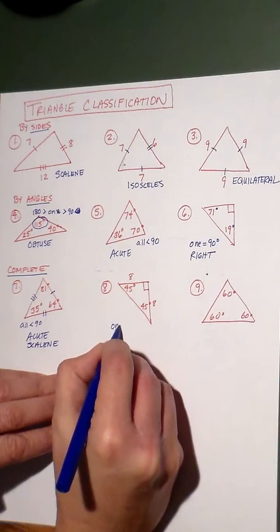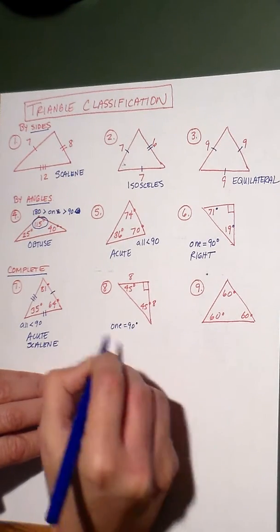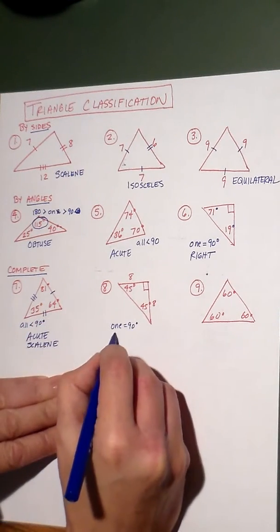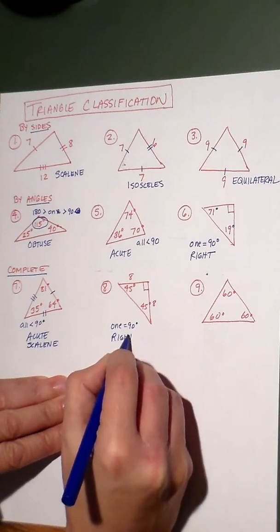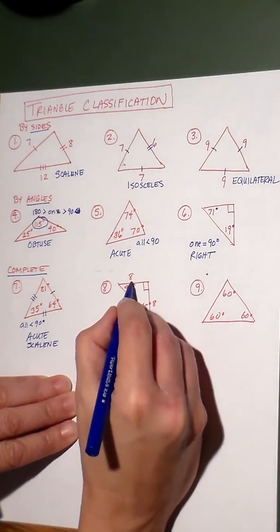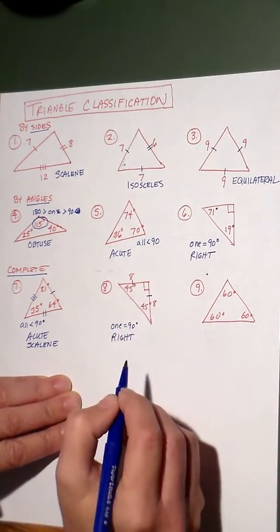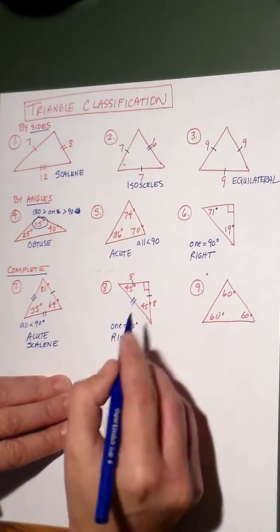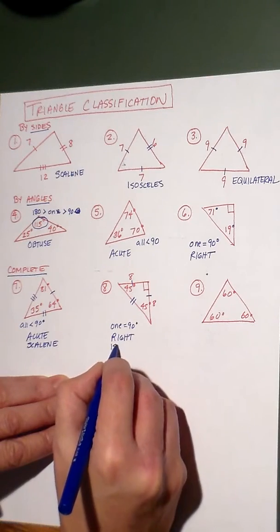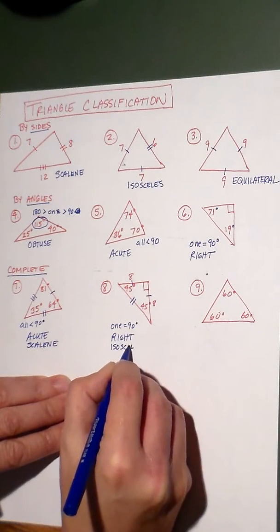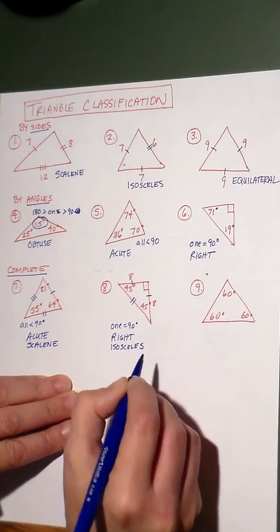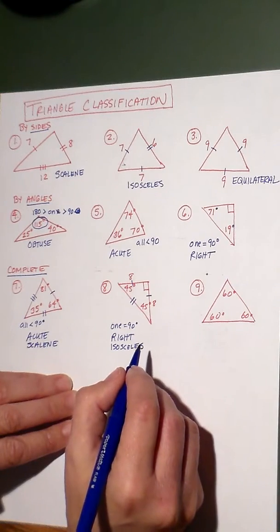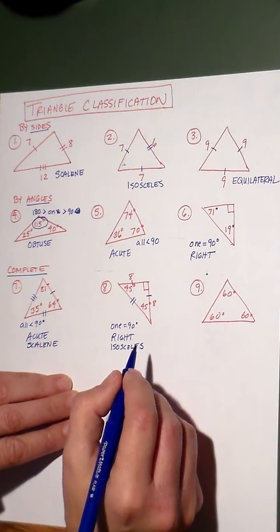So let's look at this one here. We have one angle that's equal to 90 degrees. So this would be a right triangle. And we have two sides that are the same. And you know that the legs can't be the same as the hypotenuse, so this one's going to be different. So this is what we would call a right isosceles. It's a right triangle because it's got a 90-degree angle, and it's isosceles because it's got two congruent sides.